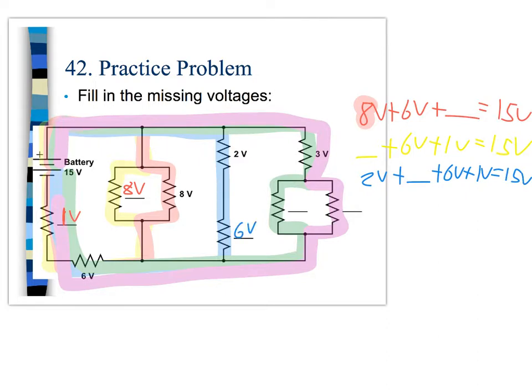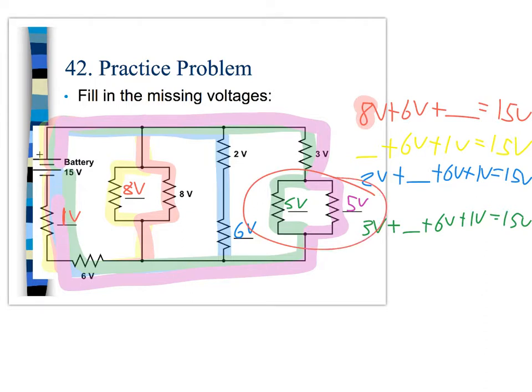I see once again this branch is 8, which makes sense, as is this branch and this branch. Moving on to that green loop there, I'm going to have 3 volts plus a missing one plus 6 volts plus 1 volt. So that means this missing one here must be 5 volts. And same thing for the purple one. The math works out the same. We see here how these 2 parallel branches, when it splits, it comes back together, end up being the same voltage.